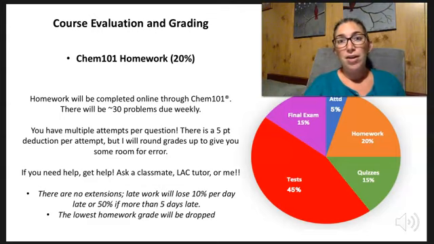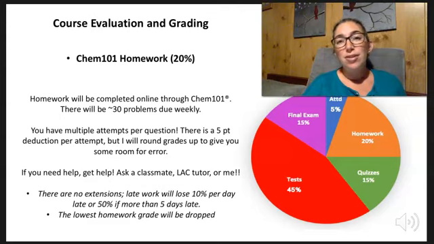Homework will be completed online through an online homework software called Chem 101. There will be about 30 questions per week, per chapter, that you have to do. You have multiple attempts for each problem. So if you get it wrong, you can try again. You get a 5-point deduction for each time you get it wrong, but it's okay to get homework questions wrong, and I kind of hate taking a penalty that way.